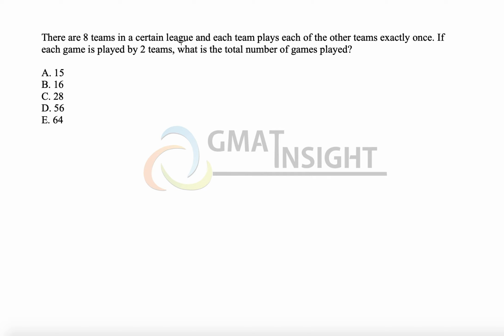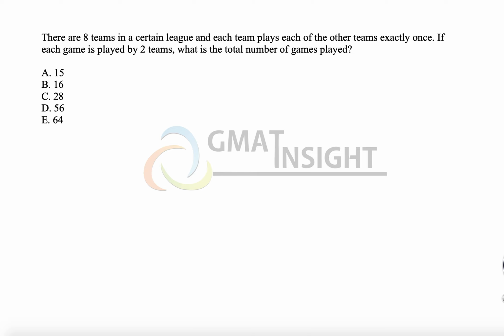There are 8 teams in a certain league and each team plays each of the other teams exactly once. If each game is played by 2 teams, what is the total number of games played? So this is a question which we would like to categorize in either fundamental principle of counting or the properties of permutations and combination.